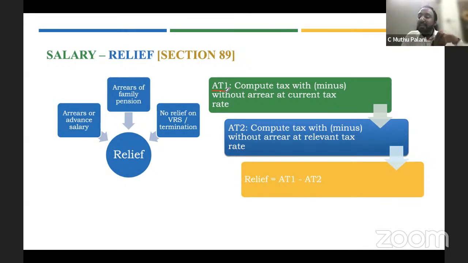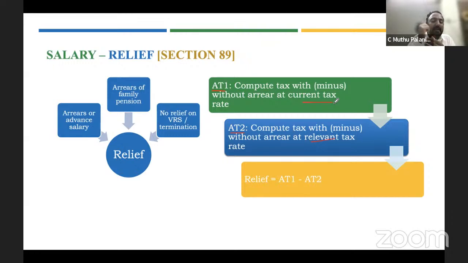What is 82? For the respective years, 15-16, 16-17, 17-18, for all these 3 years, I compute tax with this income and without this income, and calculate the difference, with minus without, for each year. So that is 82. So 82 is at the relevant year's tax rate. Here it is the current tax rate. So now 81, what is 81?